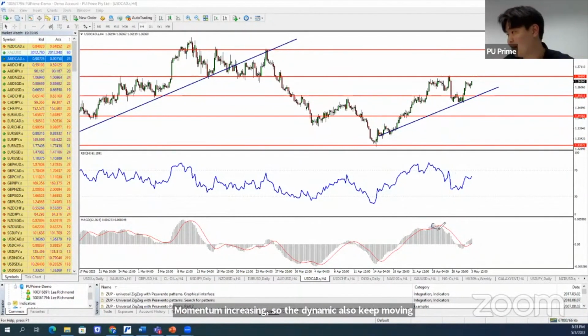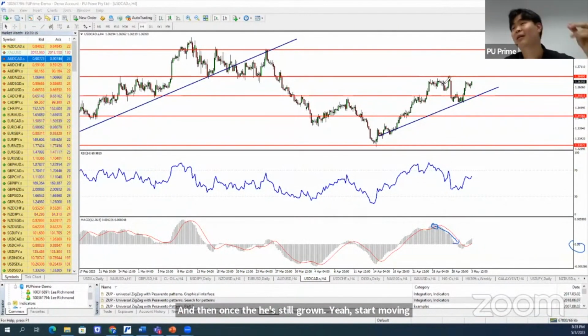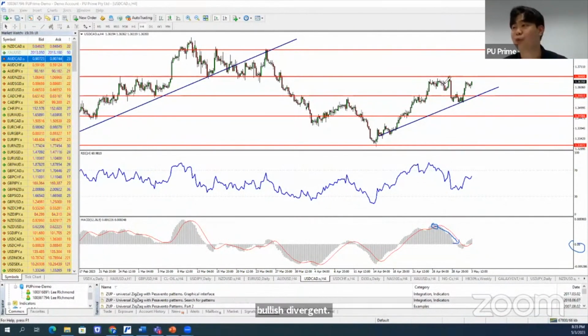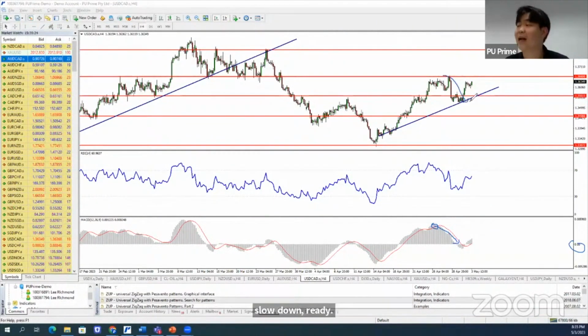And then once the histogram around here starts to move down to the 0 magnitude, it is what we call bearish. The bullish divergence is already diminishing, meaning the power of the bullish momentum has started to slow down already. This is why it starts to retrace back. So this is how we understand the MACD.